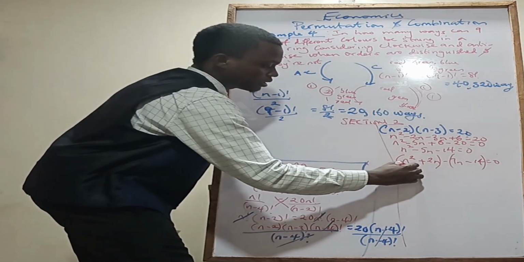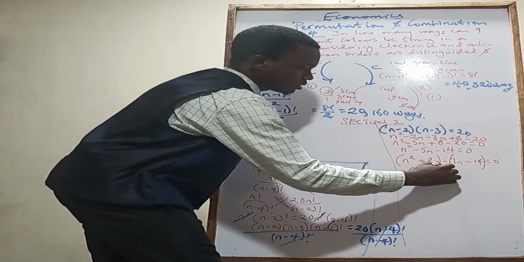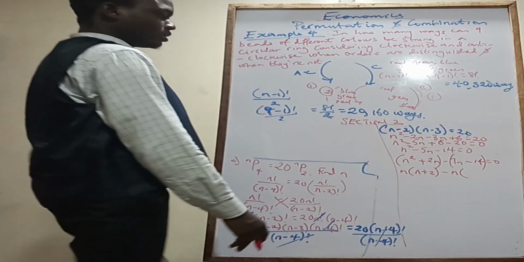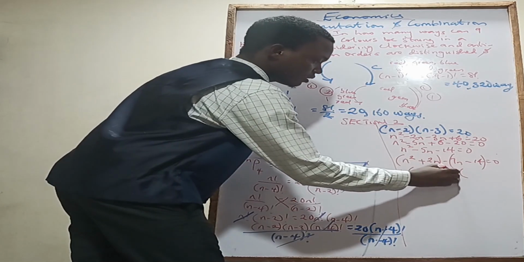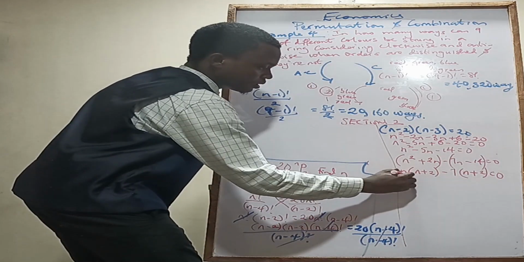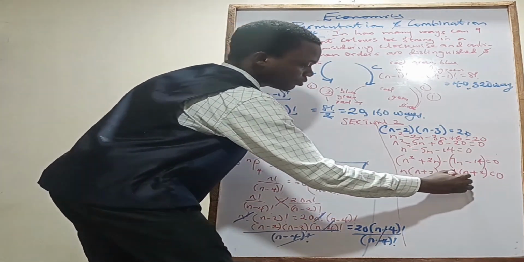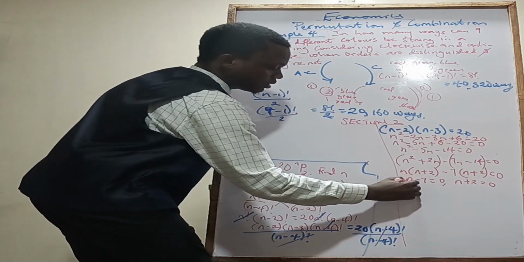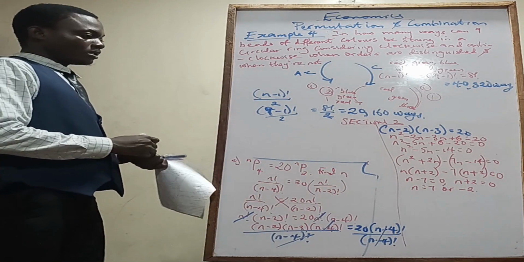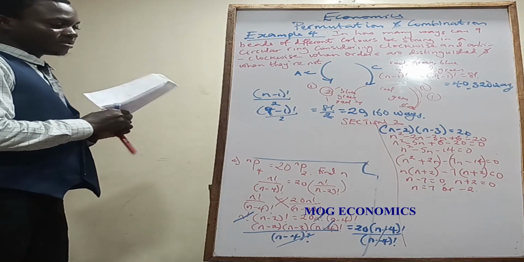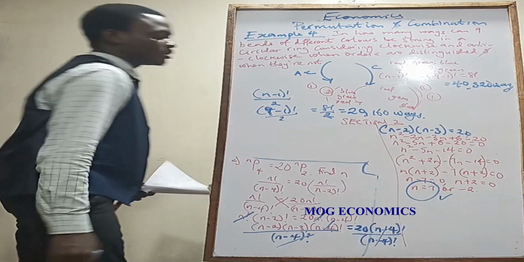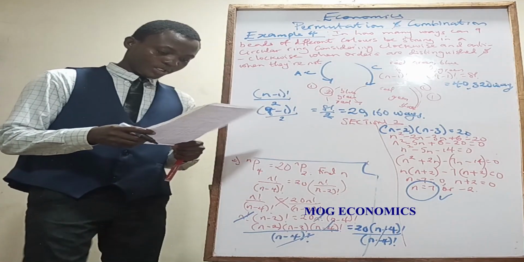So n into bracket n plus 2, minus 7 into bracket n plus 2 equals 0. So from here, n minus 7 equals 0, or n plus 2 equals 0. So n equals 7 or minus 2. As far as permutation is concerned, n cannot be minus 2. So our answer, n equals 7, is the right one. So n has to be 7.